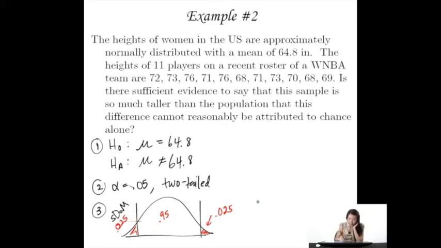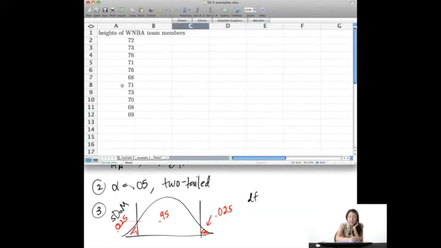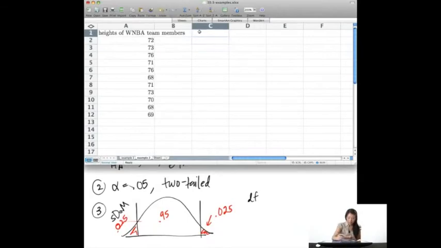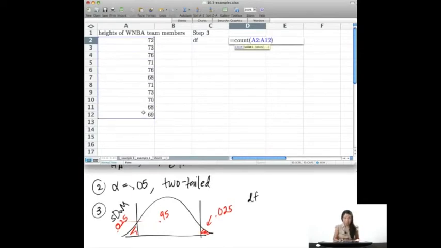Well, in order to figure out the T, we need to have the degrees of freedom. If you go to the download and go to example 2, I've listed this data here for you, and we could actually find the degrees of freedom here. So here I'll put step 3 so that we know where we are. In step 3, we need degrees of freedom, and that would be count of all of these guys, or gals, minus 1. And so we have 11 players, 10 degrees of freedom.